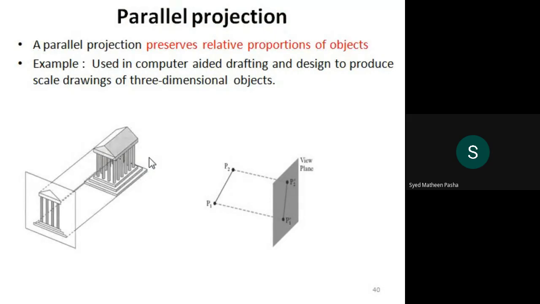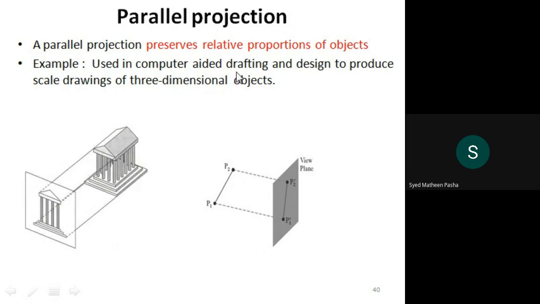Then what happens with respect to parallel projection is that it basically preserves relative proportions of the object. That is, equal proportion of the object is maintained. That is a kind of view. If you take an example of a monument, and you want to project the front view of it onto the view plane, the lines are displayed parallelly onto the view plane. That is, the projections are parallelly displayed onto the view plane. That is an example of parallel projection.